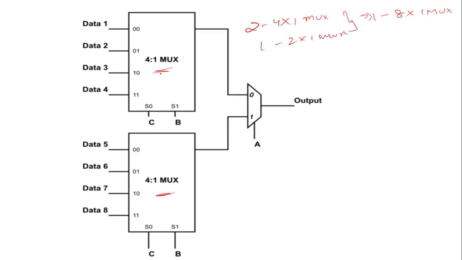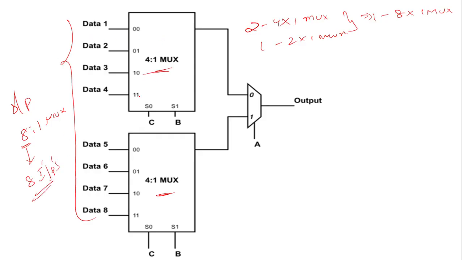Here you can see there are 4x1 muxes. First, there are a whole 8 inputs for the 8x1 mux, but we are using 4x1 muxes. So the first 4 inputs of the 8x1 mux are going to the first 4x1 mux, and the second 4x1 mux takes the other remaining 4 inputs. In the 8x1 multiplexer there are 8 inputs: the first 4 go to the first 4x1 mux, and the second 4 go to the second 4x1 mux.